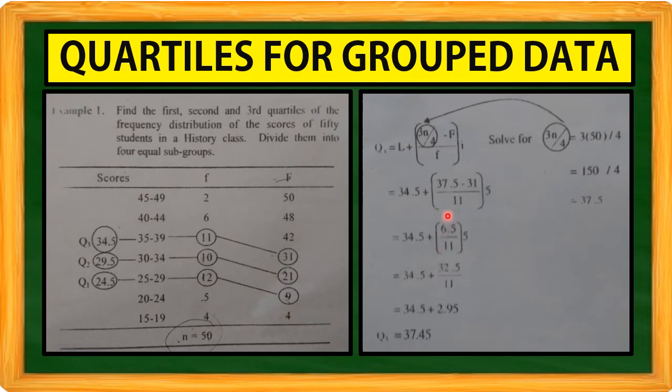Next po is quartile 3. So sa quartile 3, papalitan lang po natin to ng 3. So, 150 divide 4 is 37.5. Kung titingnan natin dito, ang 37.5 is nasa 42. So, ibig sabihin, ito yung gagamitin natin na class size.